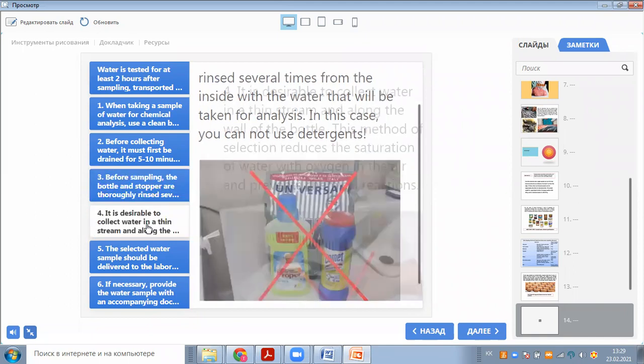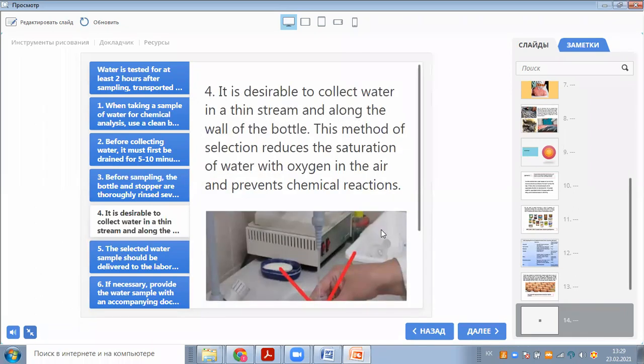Okay? Next, rule number 4. It is desirable to collect water in a thin stream and along the wall of the bottle. This method of collection reduces the saturation of water with oxygen from the air and prevents chemical reactions.